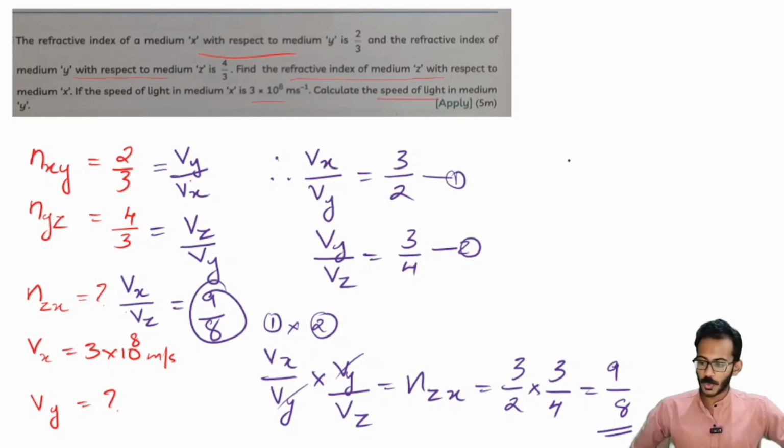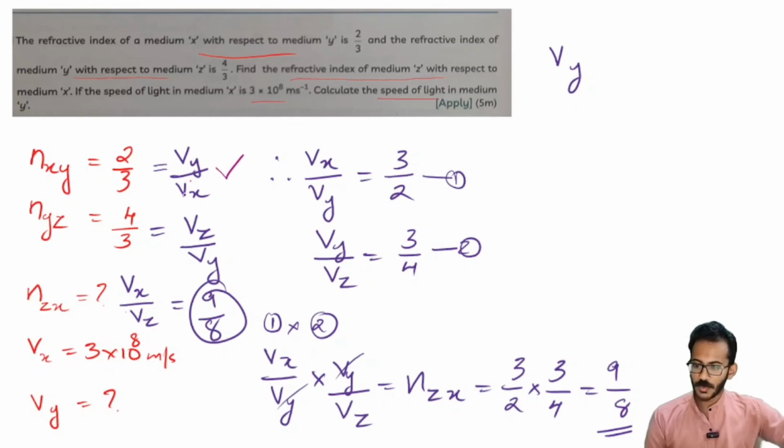Now we'll go for this one, Vy. How to find out Vy? Okay. So now, connecting Vy, let's see whether we have any equation or not. To get Vy, let's see the other given value, that is Vx is given as 3 into 10 raised to 8. So we have to find something connecting Vx and Vy. Here we have it. Take this equation. Vy by Vx is equal to 2 by 3. Let's write that. Vy by Vx is equal to 2 by 3.